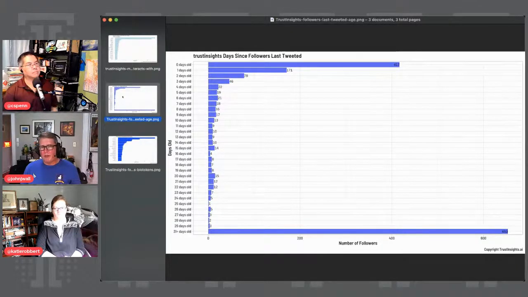Are you able to pull beyond 31 days? How far back can it go? Oh yeah. I mean, you get the actual timestamps. It's just in order to make this chart readable and not like this long, I basically bucketed everything after 31 days.